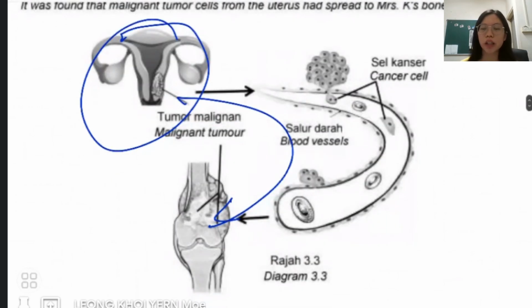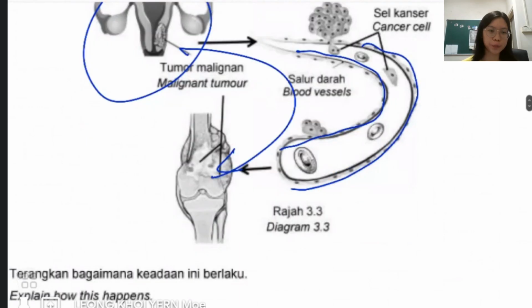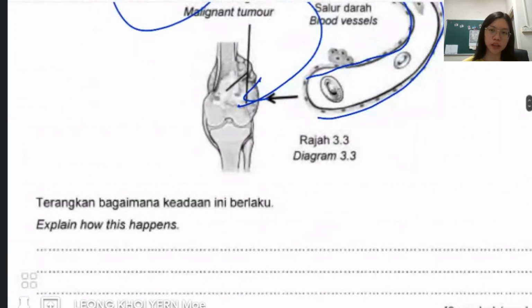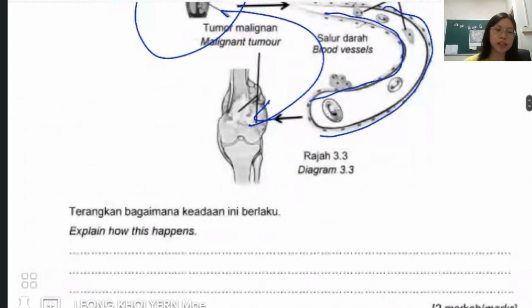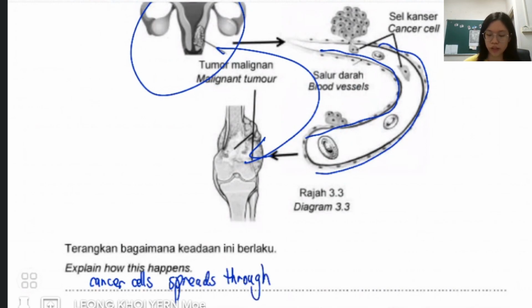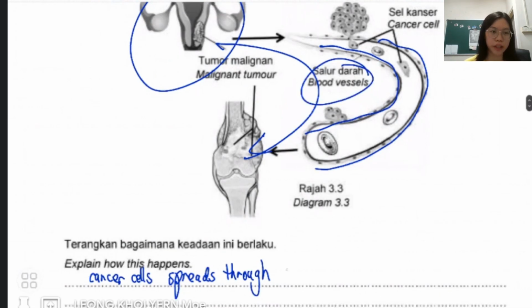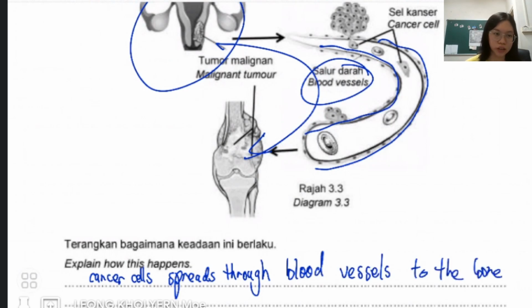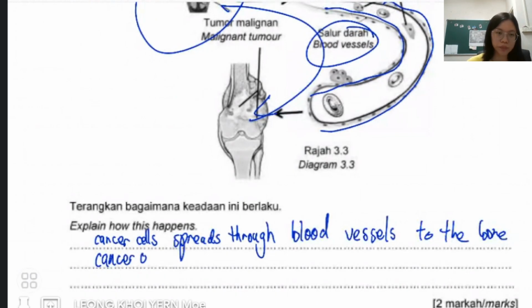So how it spreads is actually through the blood vessels. To explain this by following the diagram, you can say that the malignant tumor, or you can mention the cancer cell, spreads through the help of blood vessels. That's how they spread, through blood vessels, and reach the bone and lead to bone cancer. So the cancer cell will undergo uncontrolled cell division.